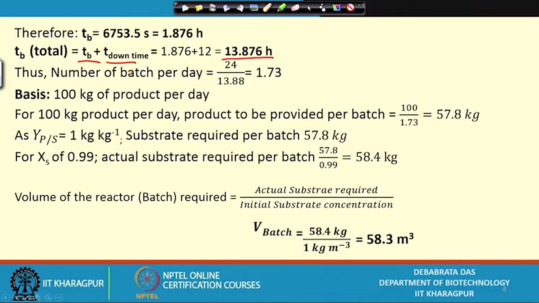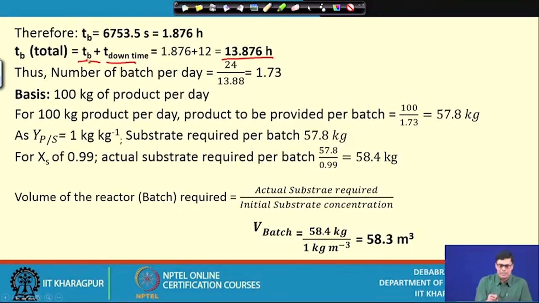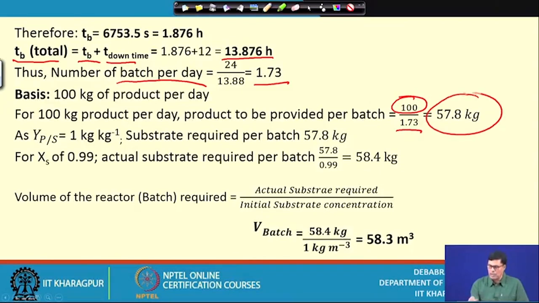So, when you try to find out the volume of the reactor, we shall have to add this downtime with the batch time. So, the total time required in the batch process is coming about 13.876 hours. The number of batches per day is about 1.73, am I right? Now, how much product we shall have to produce? 100 kg. So, if you divide by 1.73, how much product you have to produce per batch? 57.8 kg of product per batch, am I right?